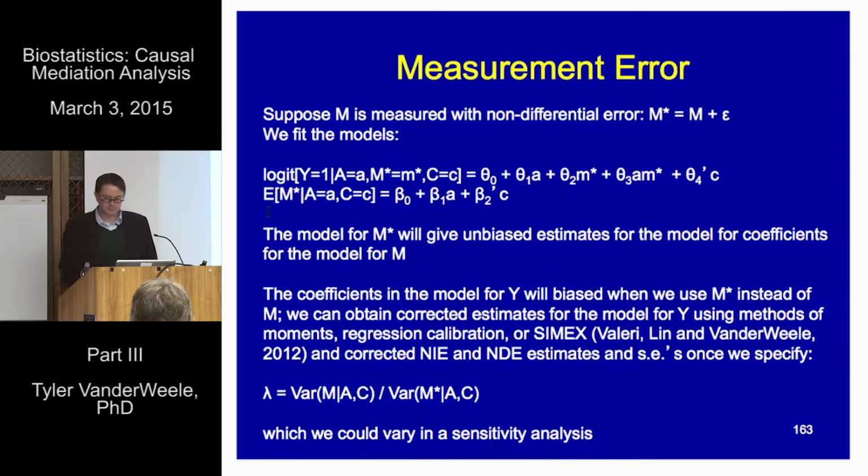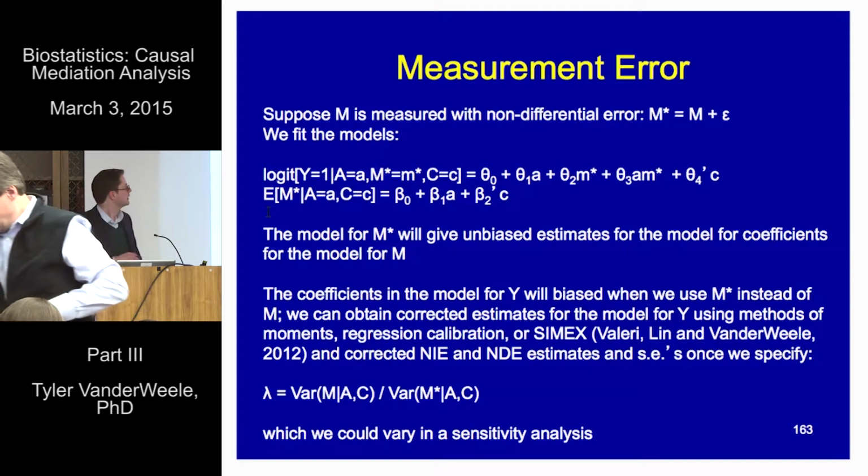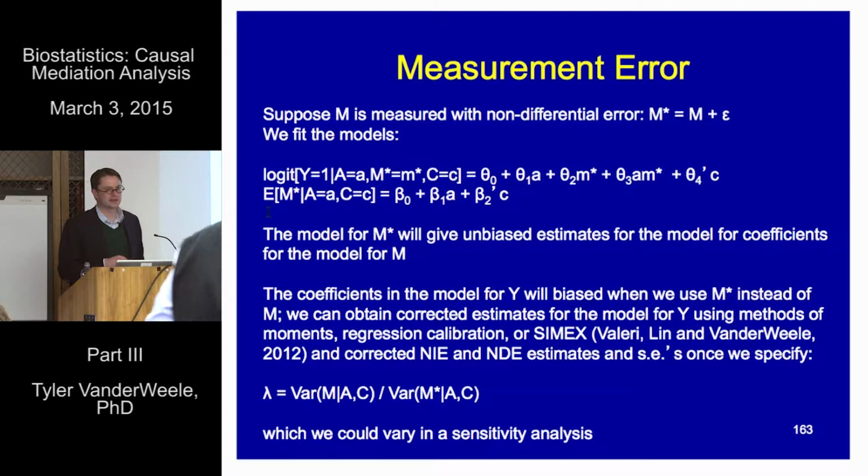Okay. Our final sensitivity analysis topic is going to be measurement error. This came up in our analysis of our example in genetic epidemiology, where average number of cigarettes per day was self-reported, subject to error. So these results here are going to assume that M is subject to non-differential measurement error. So all we observe is a measurement of our mediator, which is equal to the true mediator plus some random error.